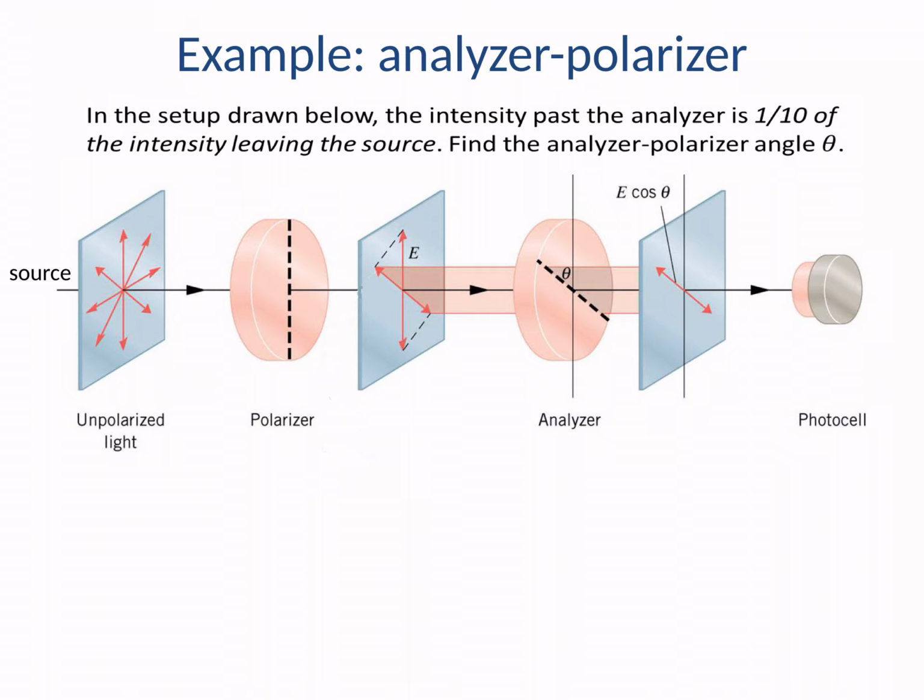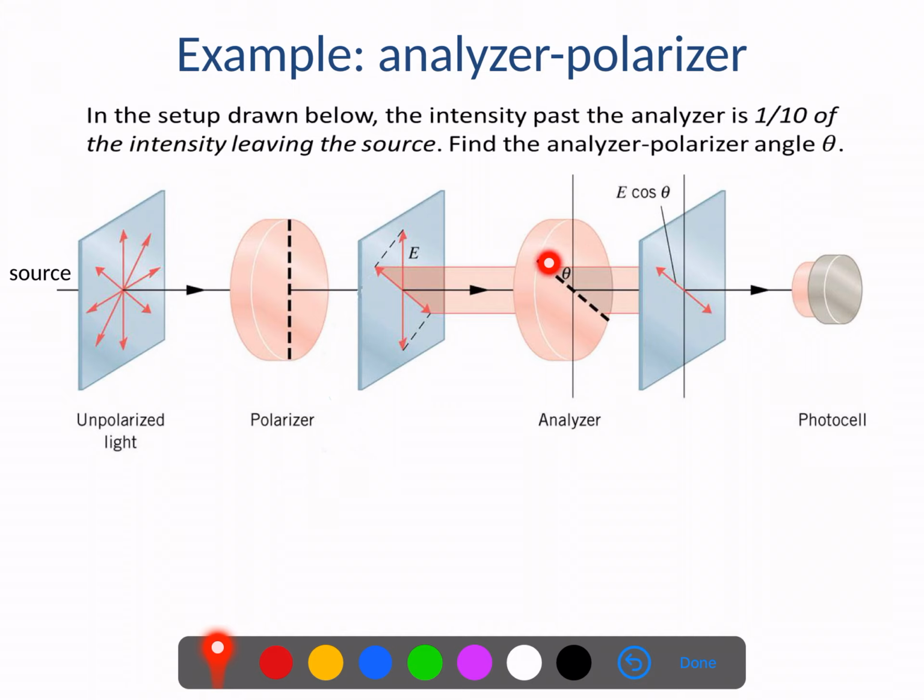You have unpolarized light incident upon a polarizer, which reduces the intensity to 1/2 of its original intensity, and then we're putting it through another polarizer, which we're calling an analyzer. We want to know what this angle theta actually is, given that the intensity we observe at the end of all of this is only 1/10 of the intensity at the source. Okay, so let's see if we can trace this through.